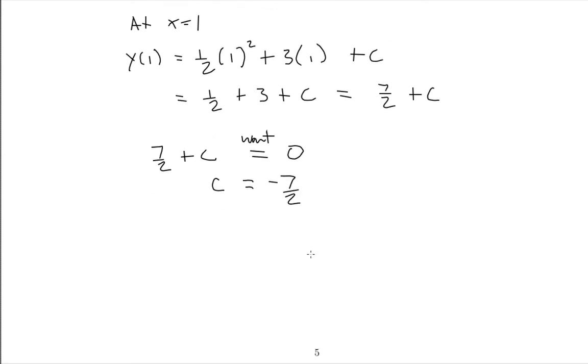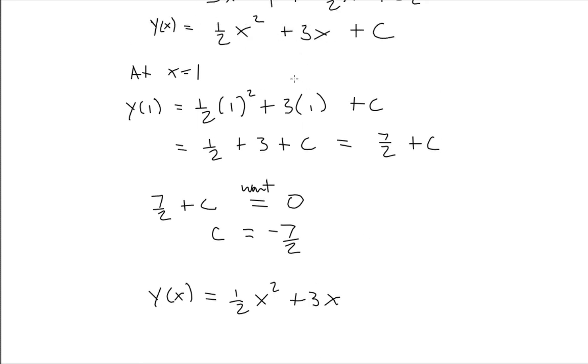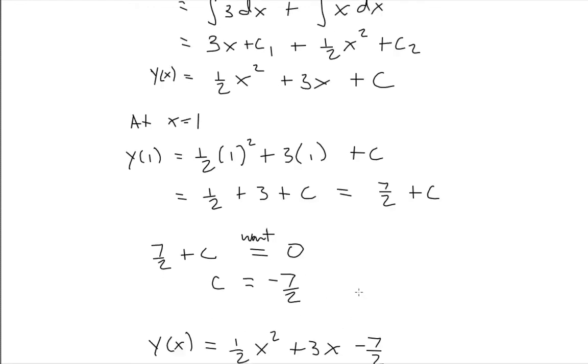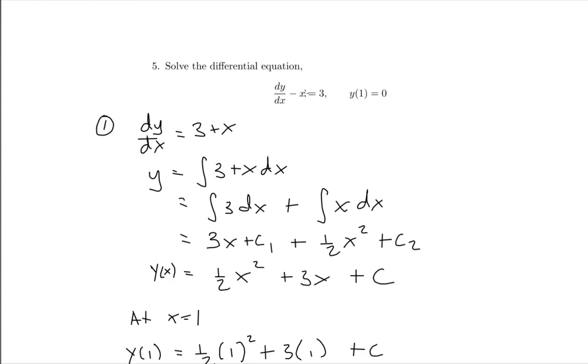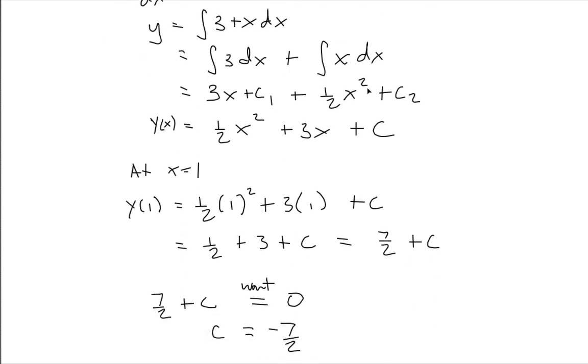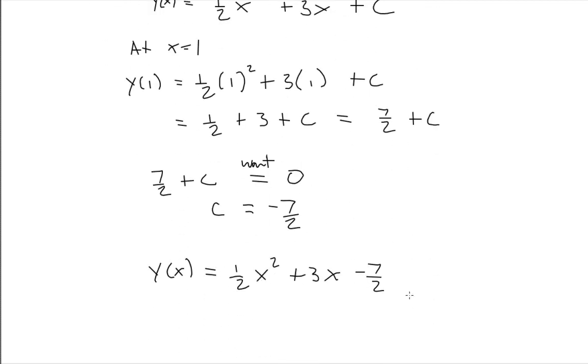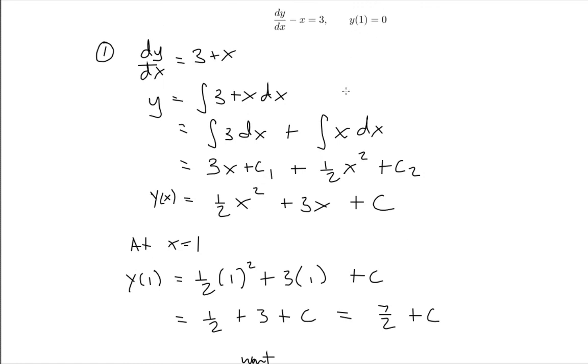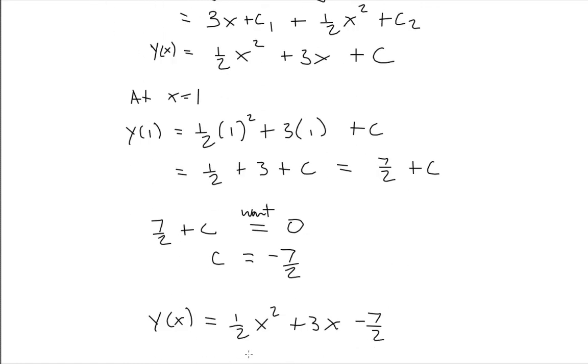So indeed, now we have the final version of our function, y of x equals 1/2 x squared plus 3x minus 7/2, which comes from our work up here. But now we actually know the value of the constant. The constant has to be negative 7/2. So now we have a function that, when you take its derivative and put it back into the differential equation, makes the left-hand side equal to the right-hand side. But we also have a function that, when we sub in x equals 1, what we end up with is 0, which is exactly what they would like out of our function. So this is the solution to that differential equation.